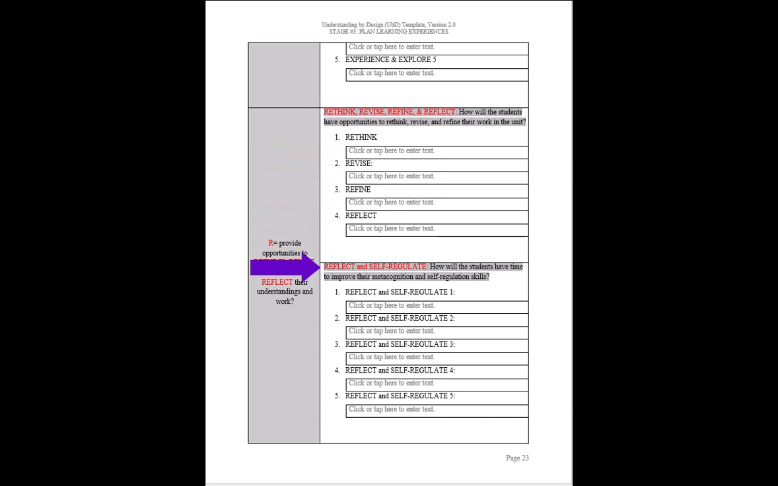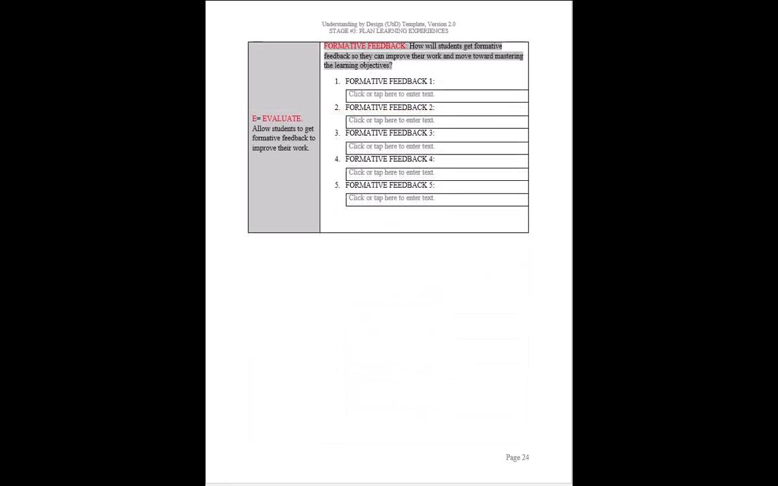In the next subsection, that is Reflect and Self-Regulate. And in these boxes, you will explain how the students will have time to improve their metacognition and self-regulation skills. The next section is the second E. This stands for Evaluate.